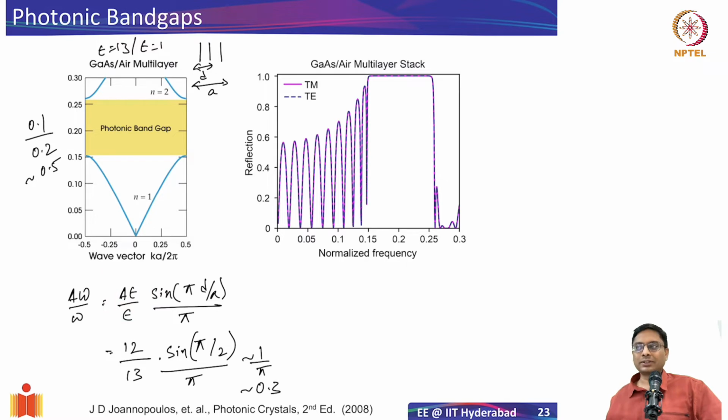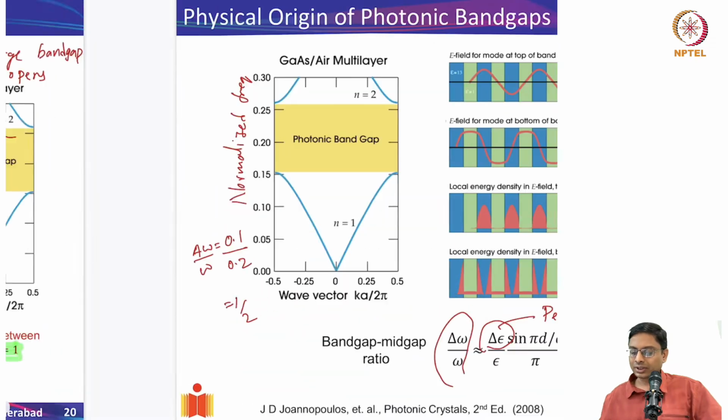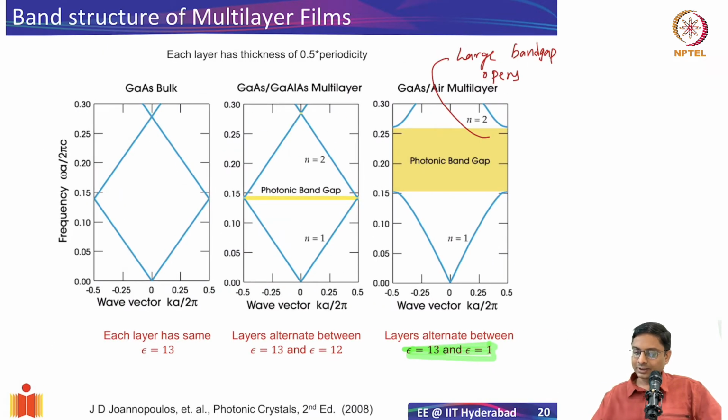But this is still based on perturbation theory. That means we're assuming a small perturbation. In the first case that we considered in the last lecture, there are two layers, epsilon 13 and epsilon 12. In such a scenario, we can consider the change in epsilon as a small perturbation compared to the background, which is 13. The epsilon here is 12, so delta epsilon is -1, and the perturbation is small compared to 13. In this scenario, this expression will hold very correctly.